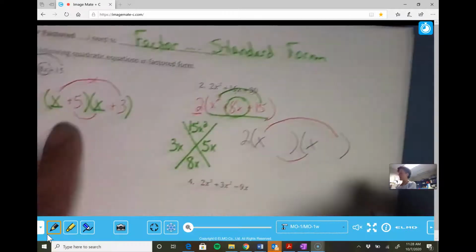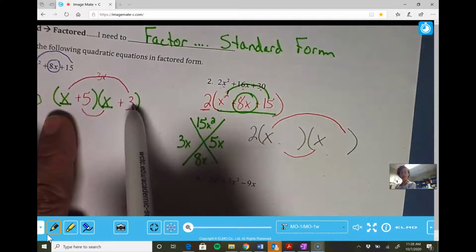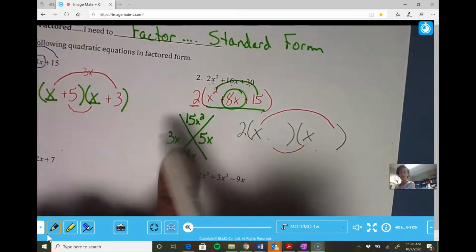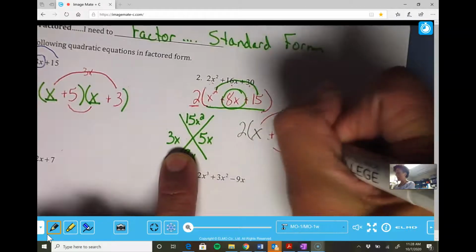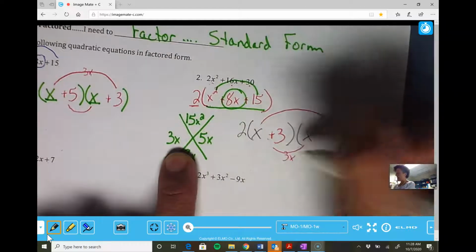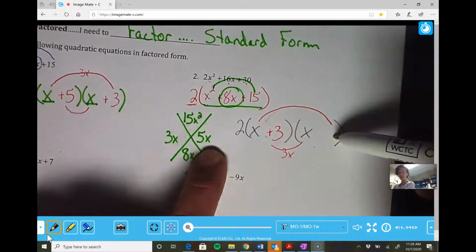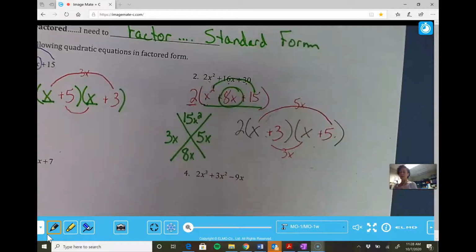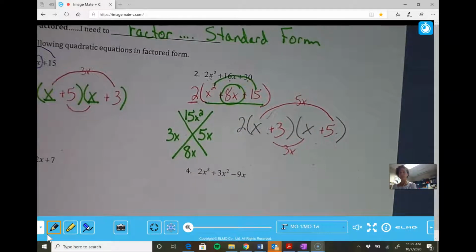And for instance, I started from x times what can get me to 3x. I could do this one. X times what can get me to 3x, and I could put the plus 3 in here and get my 3x. And then I would have to do the x times this one to get my 5x, and I could put the plus 5 in here. So you're not set a certain way all the time.